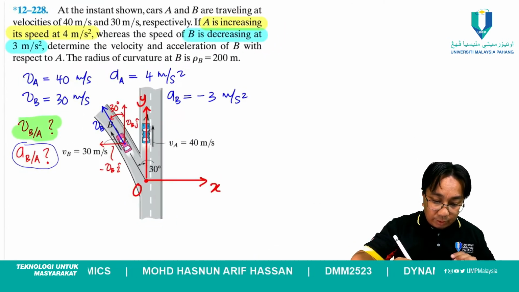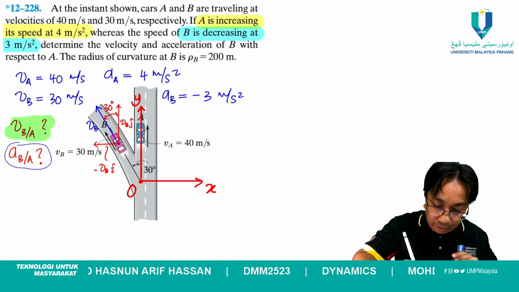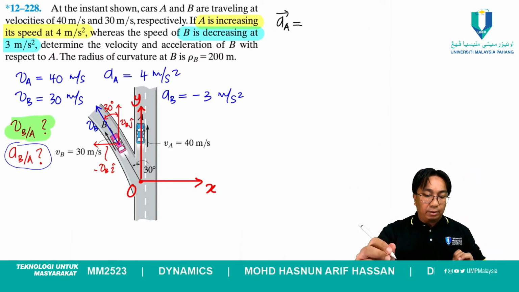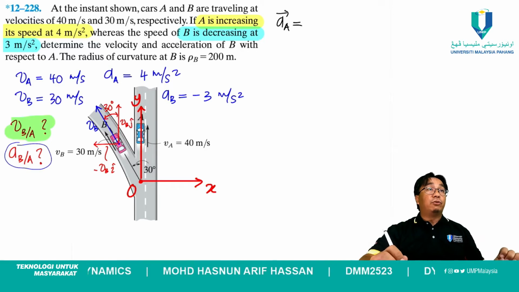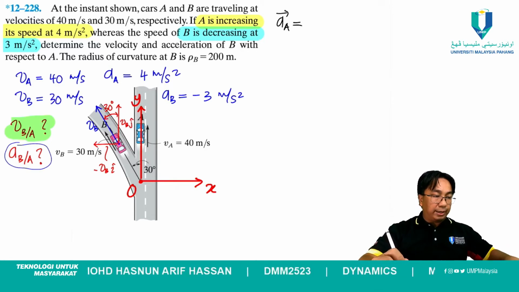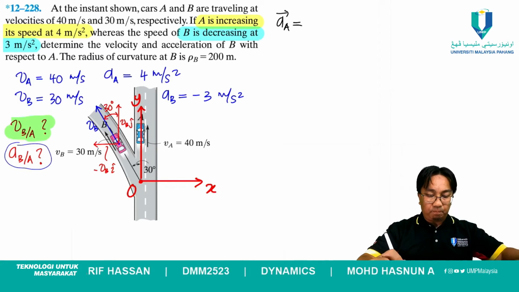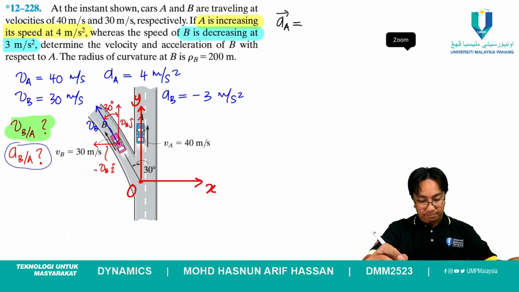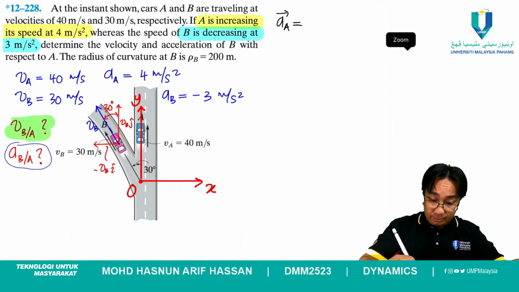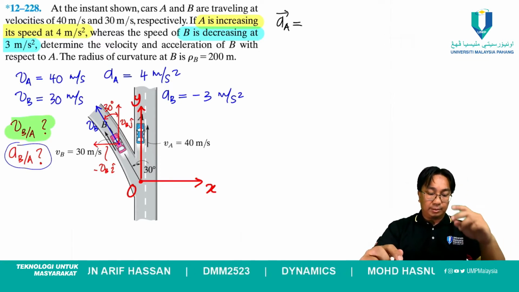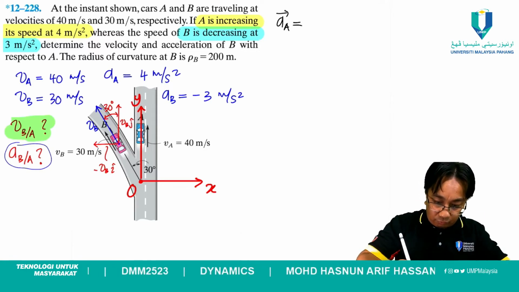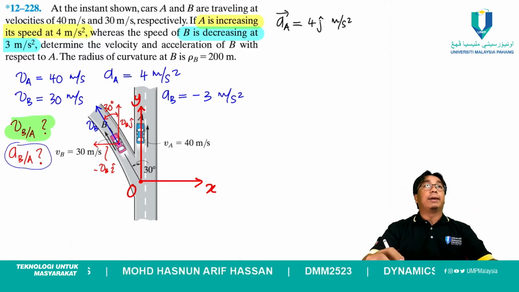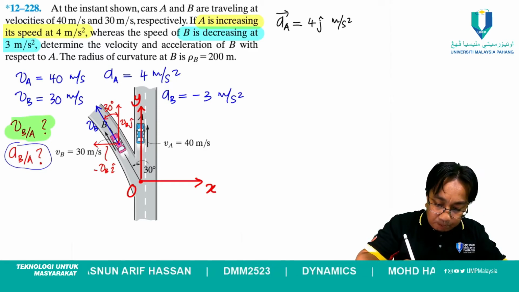So we can write AA, the vector, is, what is AA? 4 meter per second ni 4 apa? 4i ke 4j ke? 4i, sir. Okay, so sorry, are you sure I? J, sir. J kan? J, positive J, because it is moving up. So 4j meter per second square. That is AA. Okay, now AB.